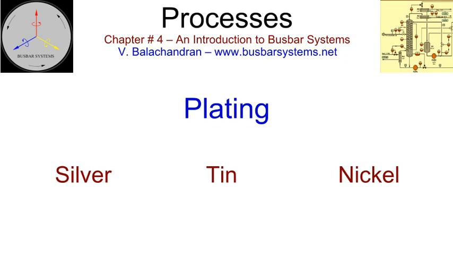It is carried out on conductors for protection against corrosion. Plating is carried out on copper and aluminium to form an efficient mating surface at bolted joints, either between copper and copper, aluminium and aluminium, or copper and aluminium. Plating must be carried out after the busbars have been formed and worked upon.